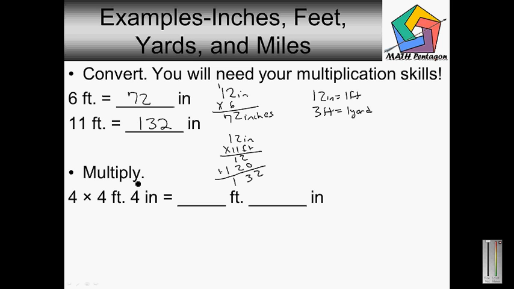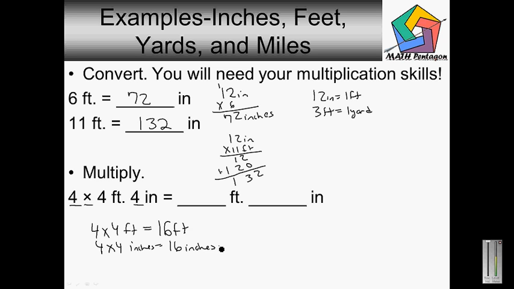Now we want to multiply for the next one. We have 4 times 4 feet and 4 inches, and that equals blank feet and blank inches. So first I want to multiply 4 times 4 feet separately, which is going to give me 16 feet. And then I'm going to multiply the 4 here times the 4 inches here separately. So 4 times 4 inches is going to give me 16 inches.